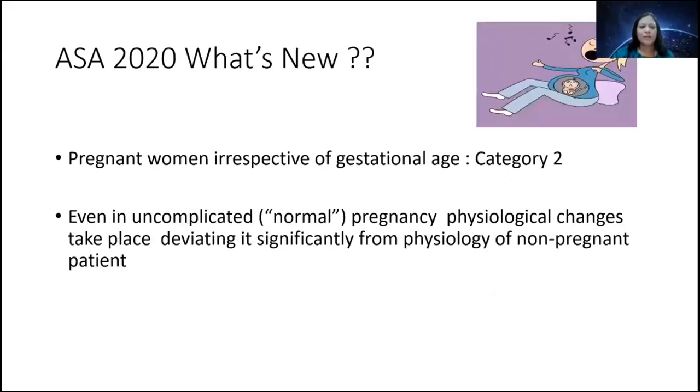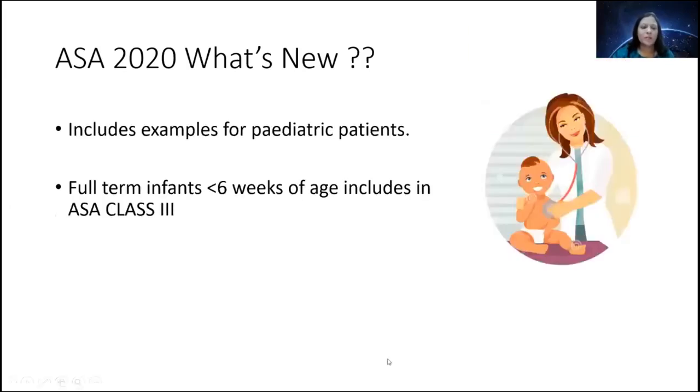So let's have a look at what's new in the ASA physical status classification of 2020. It has included pregnant women under category 2 irrespective of their gestational age. It has been realized that even in uncomplicated pregnancy, physiological changes take place which deviate it significantly from the physiology of non-pregnant patients. Also, the ASA 2020 guidelines included examples for pediatric patients.